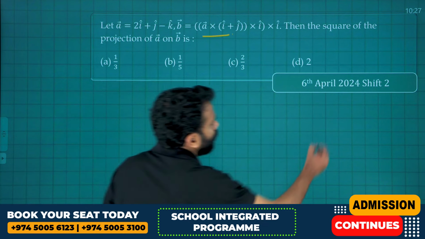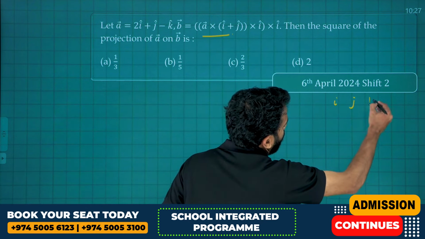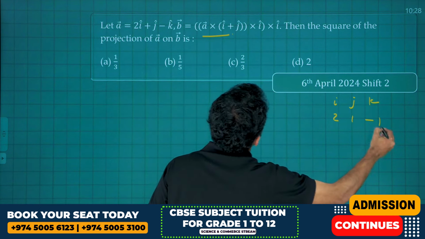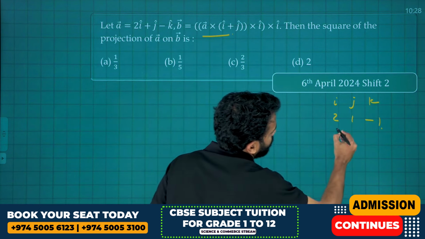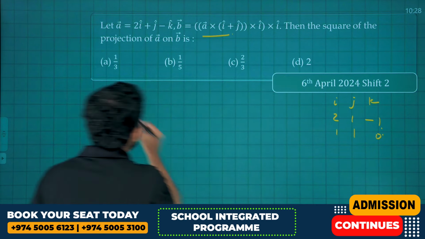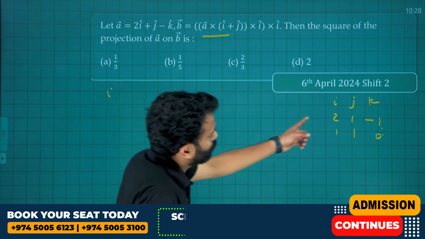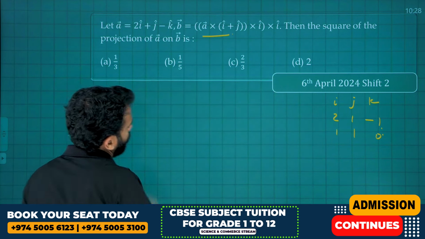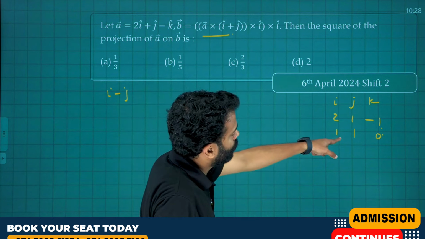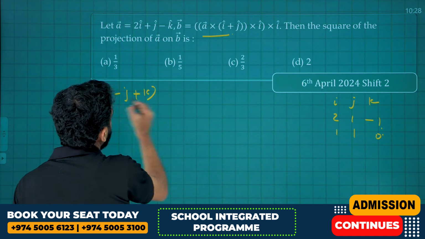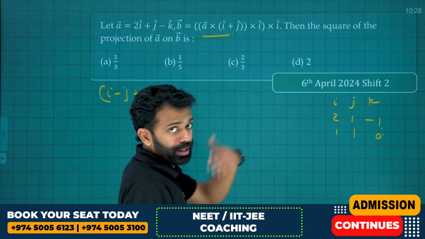Therefore, it will be i, j, k. And what is vector A? 2, 1, minus 1. And i plus j, right? That is 1, 1, 0. So, it will be i, that is i. Next one is minus j, that is 2 plus k. We need to apply the cross product.